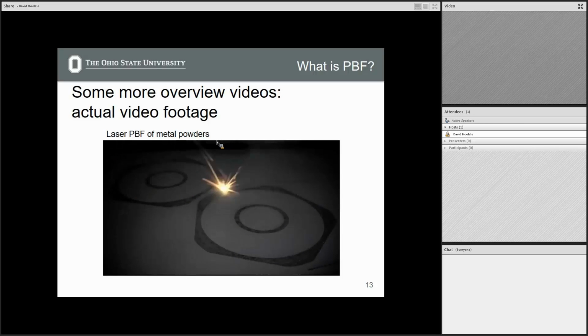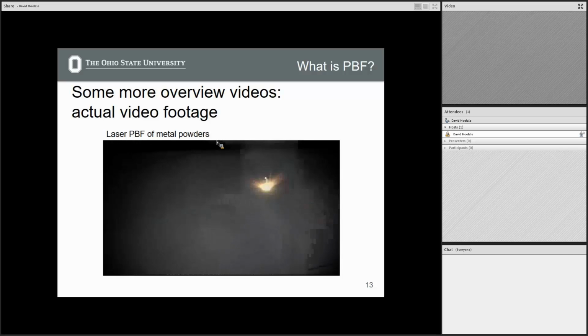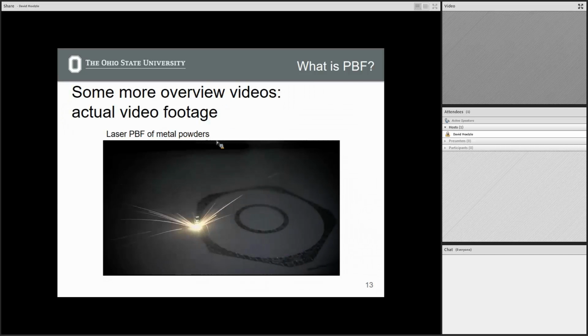It's not too obvious here, but there is smoke that comes off this as well. It's basically vaporized metal and soot. It comes from this. You can't really see it, it's tough to see in this video. If you were to see the actual process live, you can see it a little better.